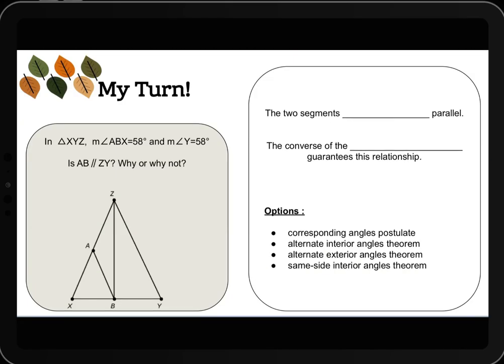In this example, I'm looking at the triangle XYZ, and I'm told that this angle ABX is 58 degrees, and this angle is 58 degrees. So the question is, are the lines, in this case segments, AB and ZY, parallel? Yes or no? Why or why not? So we're talking about this segment and this segment. Now, if you look at those two angles, I can assert that those two angles are corresponding angles. So therefore, I know, again, this is the corresponding angle postulate. This is the converse, rather, to that.